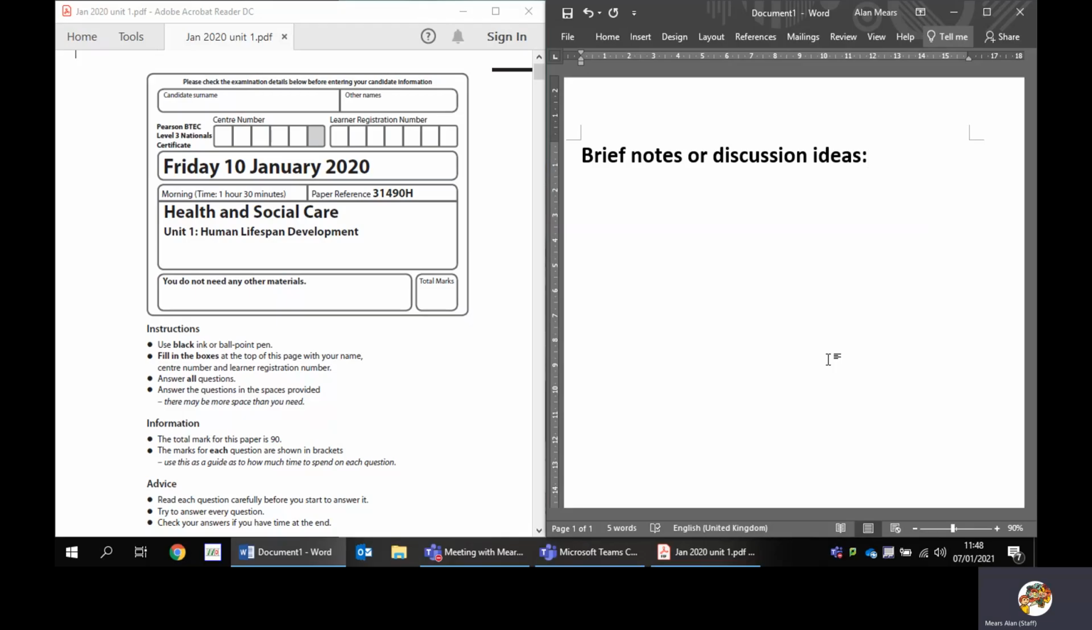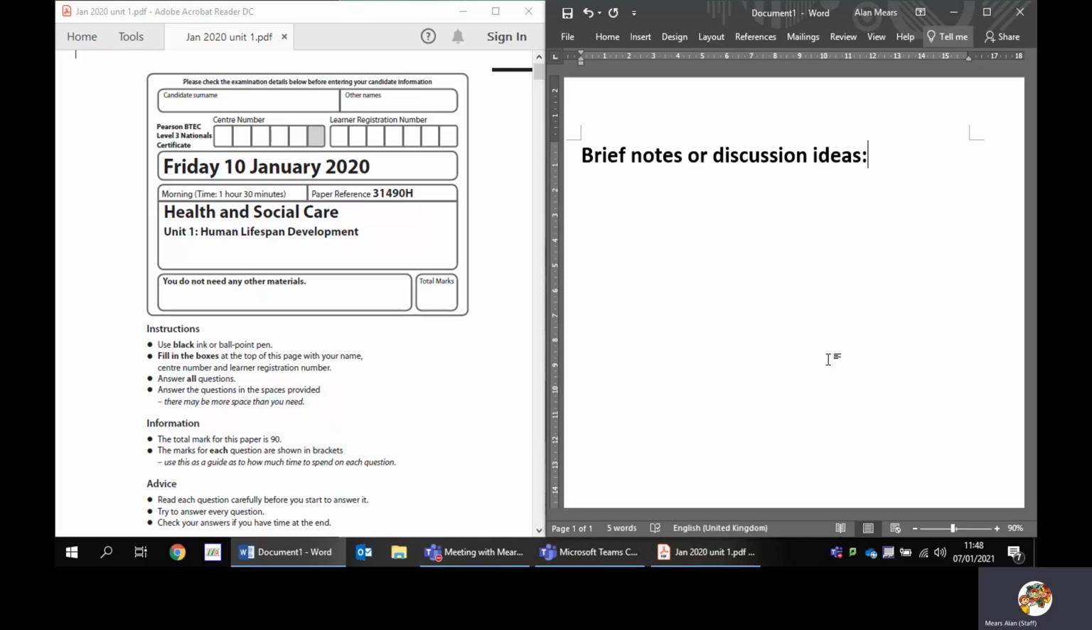Now, this is the January 2020 exam paper. So it's an old paper. It's from this time last year that I've obviously got access to. I don't know what's on the exam tomorrow, just in case anyone asks. I don't write for the exam board or anything like that. Literally just teach the materials.